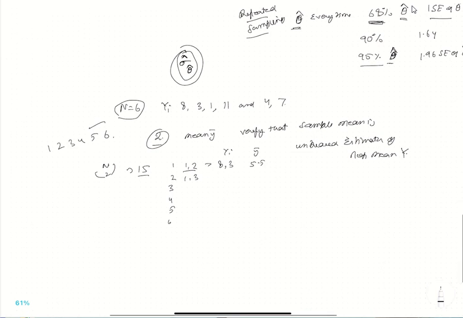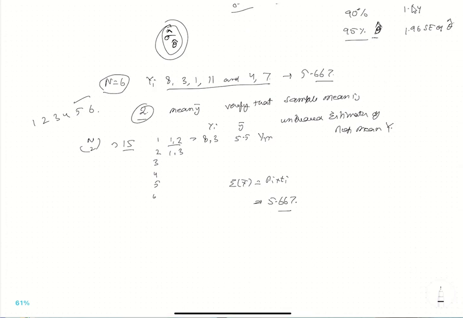And you already know the population mean, because this is the mean of all 6. It comes out to be 5.667, and each of these samples has a probability pi, which is 1 by 15. So the expected value of y hat is just going to be the sum of pi times ti, which also comes out to be 5.667. So that is why we are saying that the sample mean is an unbiased estimator of the population mean.